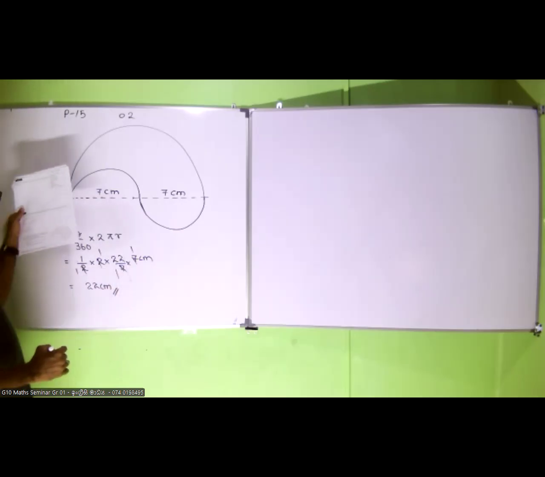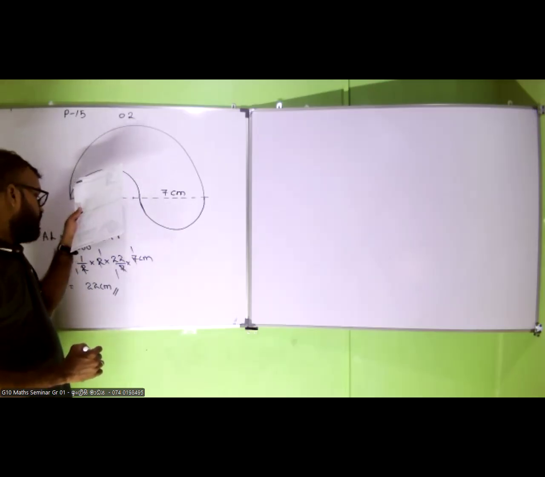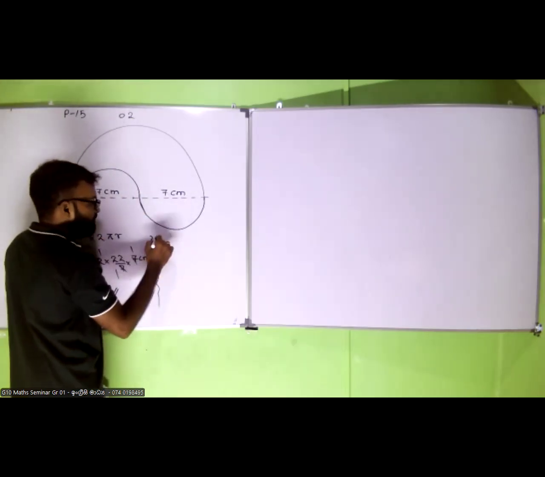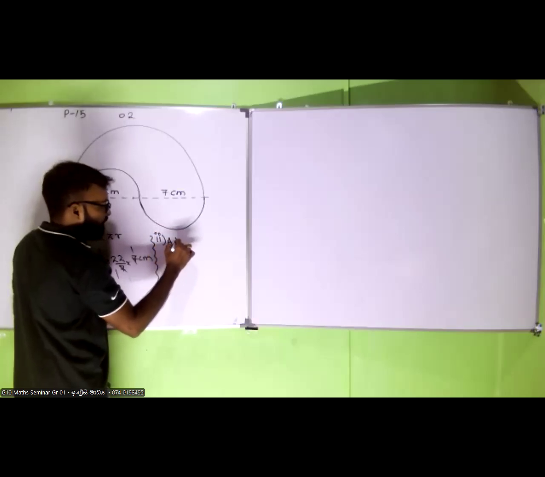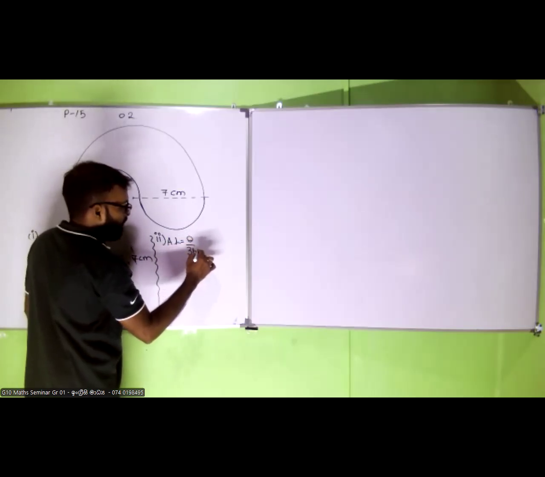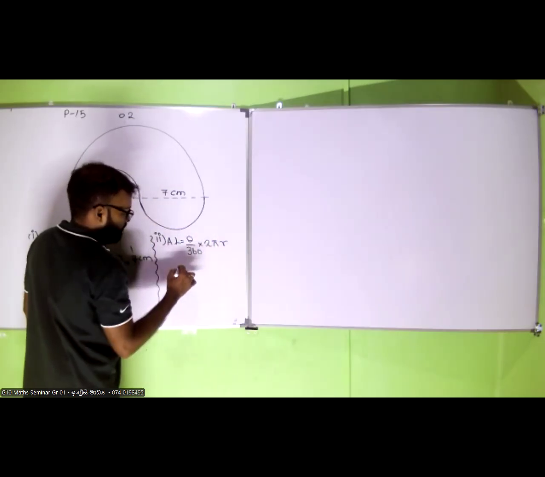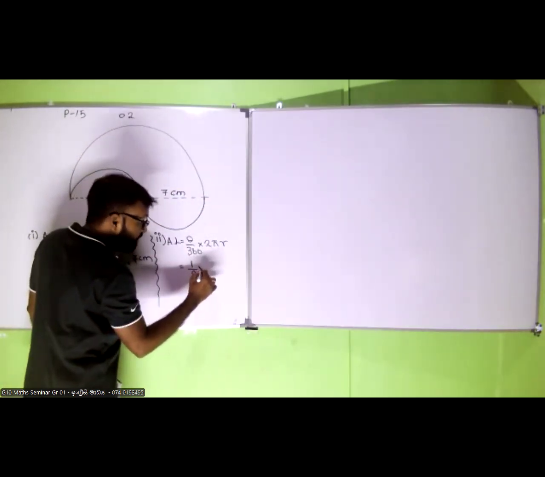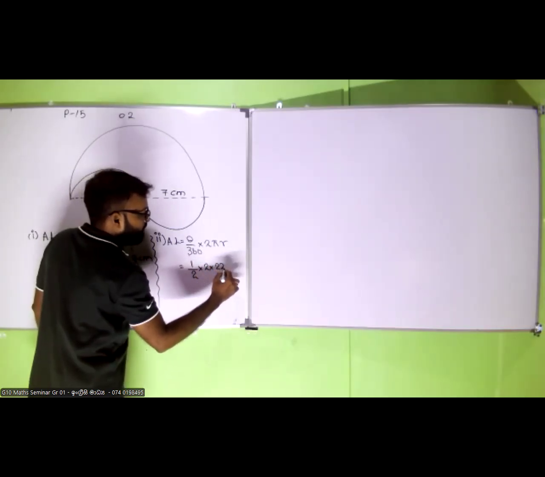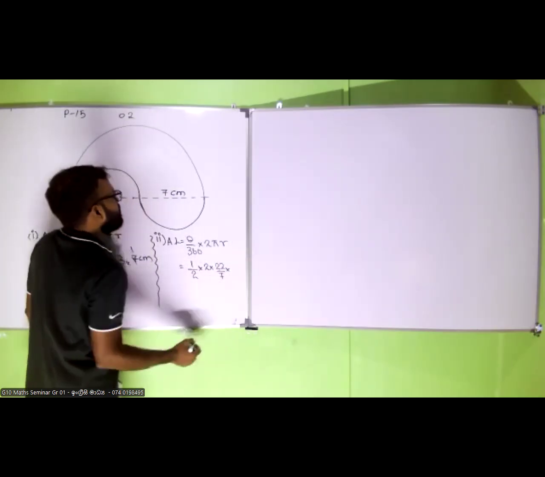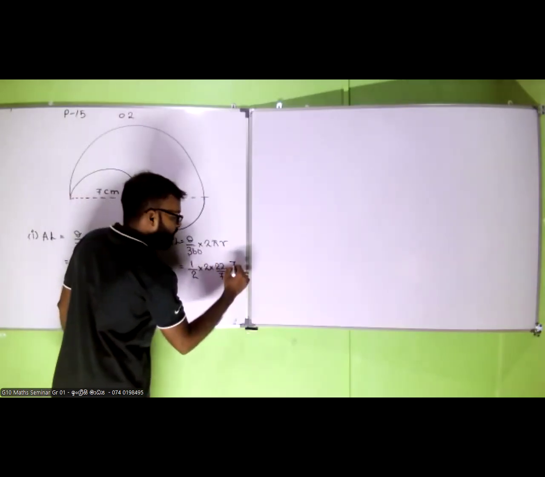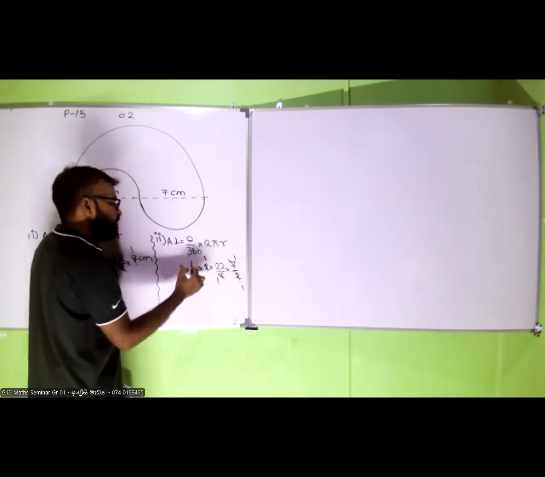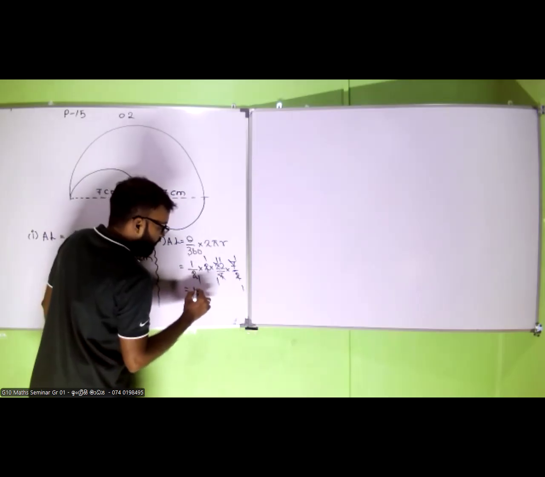Second one: find the arc length of the sector of the circle of diameter 7 centimeters. Arc length can be written as theta divided by 360 multiplied by 2πr. This is a half circle, so you have to use half. 2 times 22 upon 7 times r. This is the diameter, so take the half of it. 7 times 1, 2 times 11, 11 centimeters.